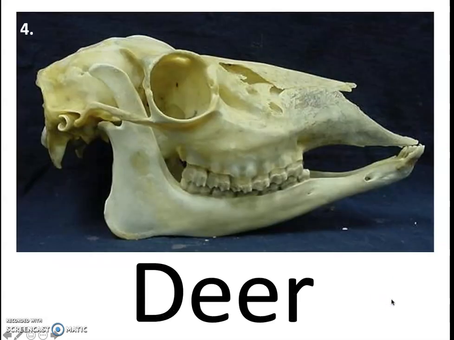Next up, we have the deer. Again, lots of molars suggesting that this animal is an herbivore, and again, some incisors towards the front of its mouth, so it can then, like I said, tear and grab those grasses and plants and leaves off different trees and bushes as well.